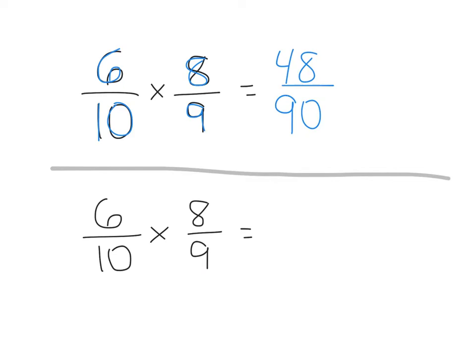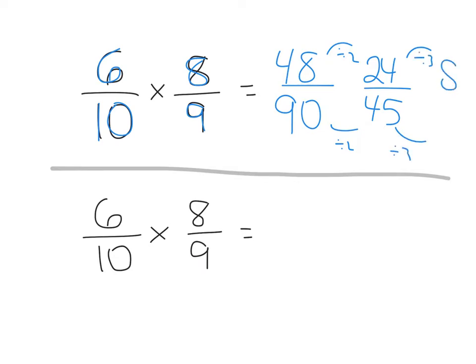And of course that's not simplified because you can divide the numerator and denominator by 2. They're both even. So 48 divided by 2 is 24, and 90 divided by 2 is 45. Oh geez, this still isn't in simplest form, so I need to simplify it. I can divide 24 and 45 by 3. So 24 divided by 3 is 8, and 45 divided by 3 is 15. And now I finally have 8/15 in the end.